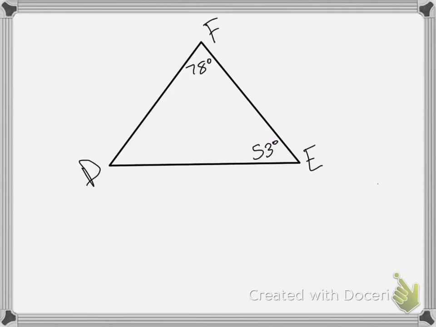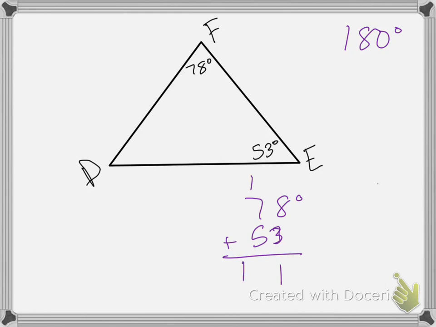Okay. All right, so with this triangle, remember, all of the angles added up has to equal 180 degrees. So for this one, I'm going to add together 78 degrees and 53 degrees to start. 8 plus 3 is 11, carry the 1. 7 plus 1 is 8, plus 5 is 13. Okay, so angle D has to equal 180 degrees minus 131 degrees.